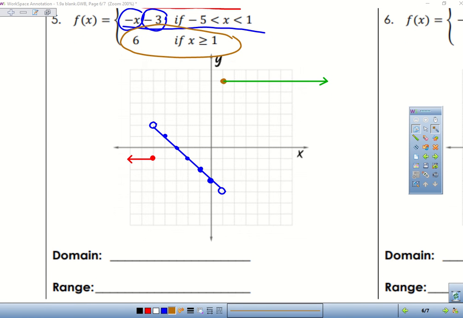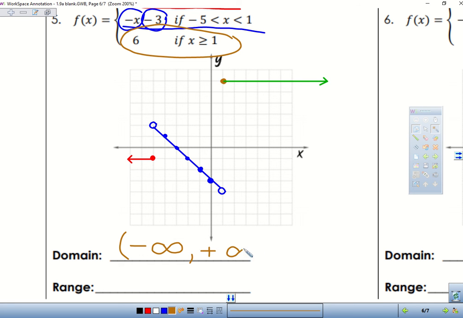Okay, so let's talk about domain and range. In this case, let's see if our domain has any gaps. It's coming from -infinity, and then it picks back up where it leaves off. So are there any gaps in my domain here? No. No gaps.